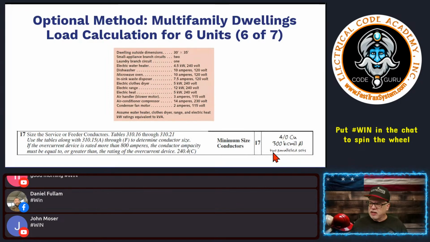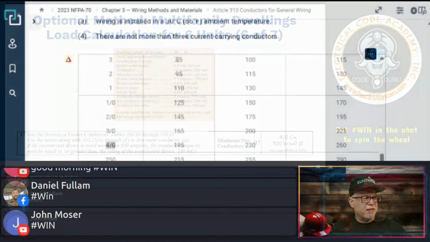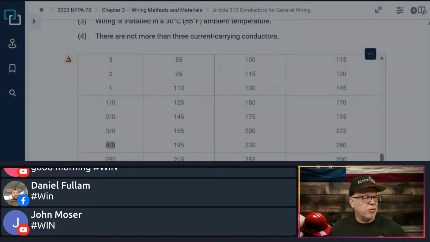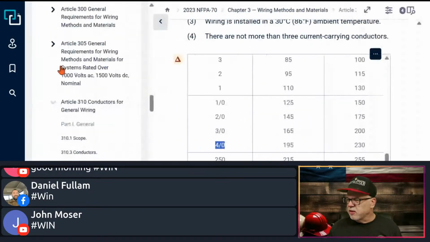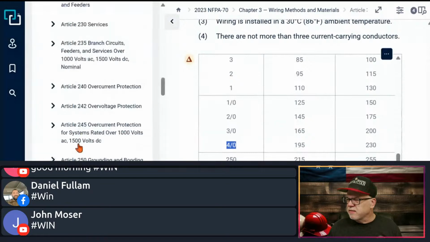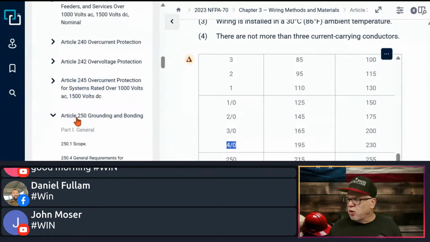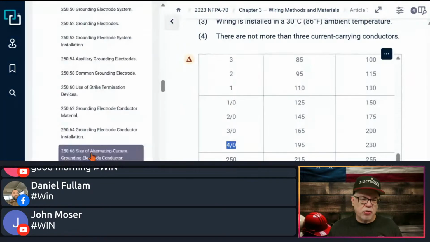So this is 2 parallel sets of 4 aught. So you have to know what the circular mills is for 4 aught. Okay, so you're saying, okay, where do I go for that? Let's go to the NEC. And it's not working. So we'll bring it back. So real quick, let's go to 250.66. And I'm not going to go again all the way over that neutral calculation.